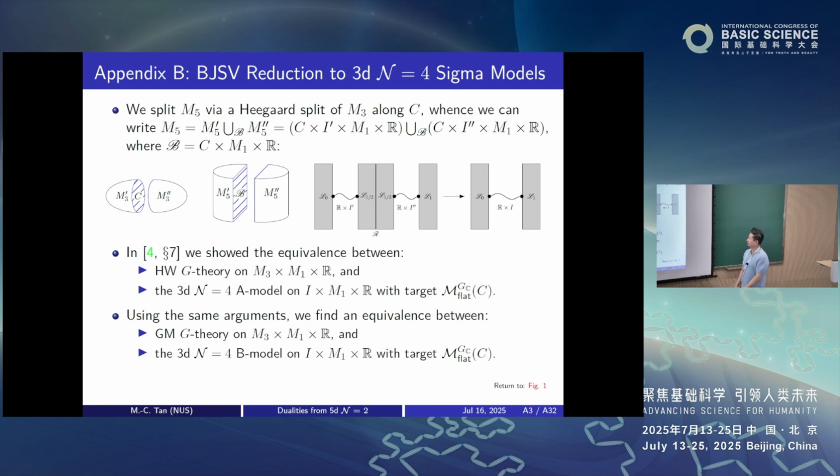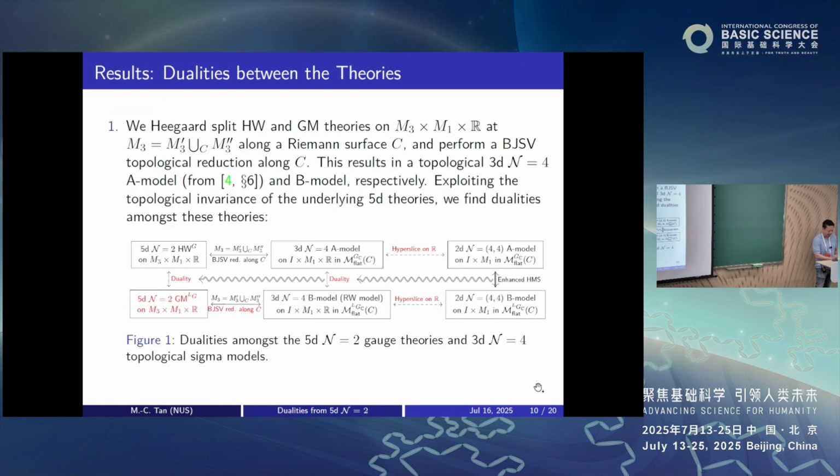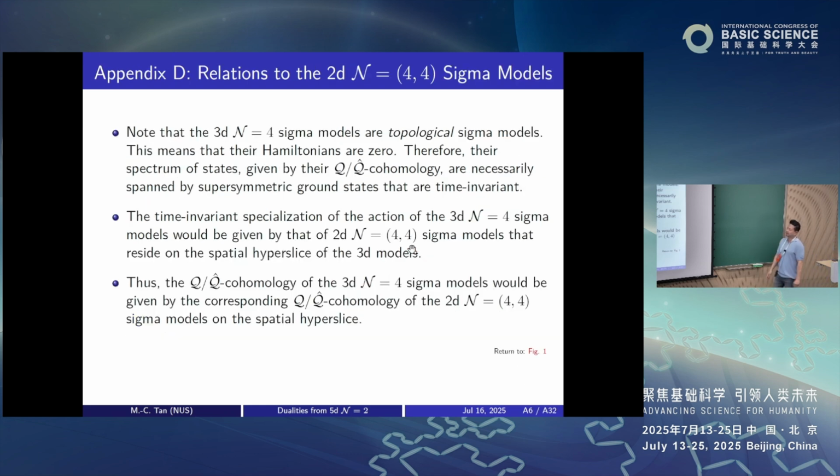And to answer your question, what kind of theory we have: on the A side, it sees the complex structure of K in the target space. On the B side, it sees the complex structure of J in the target space. So this is how we are doing the split. These are just some words of things that I've already said. And then the hyperslice, just some description of it. If you take the time invariant specialization of the 3D action, it collapses to a 2D action that lives on the hyperslice. And that's how we can make the connection to a 2D sigma model.